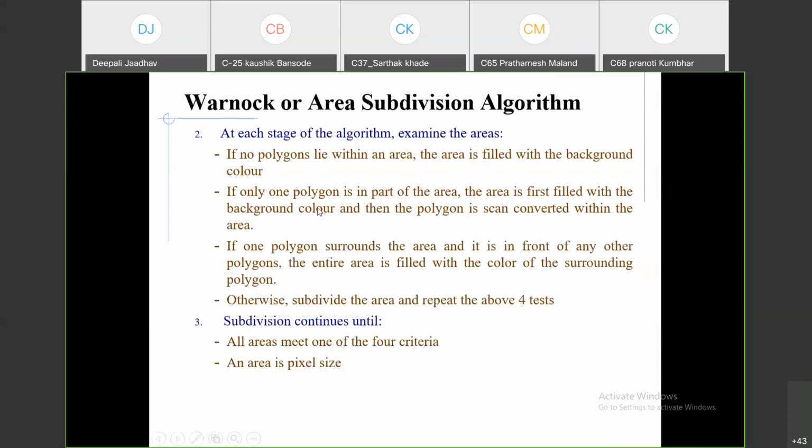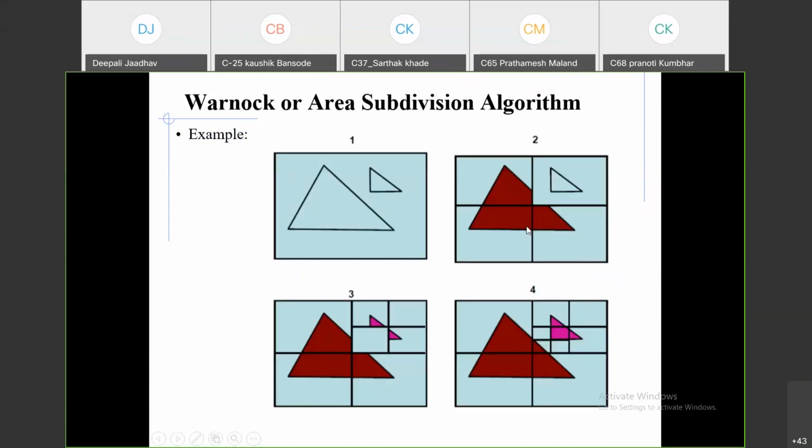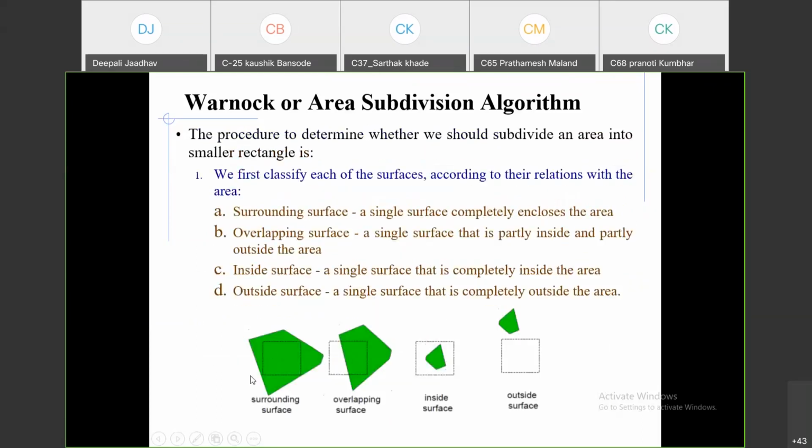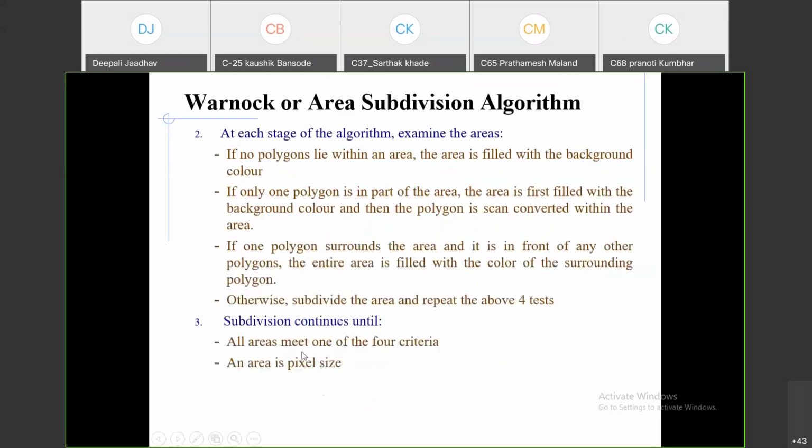If only one polygon is in part of the area, it is first filled with the background color and then with the polygon color. So here, first the area is filled with the background color, and as all the area is covered by a single polygon, it is filled with the color of the polygon. The division is not necessary. If one polygon surrounds the area and is in front of any other polygon, the entire area is filled with the color of the surrounding polygon. Otherwise, subdivide the area and repeat the above 4 steps.